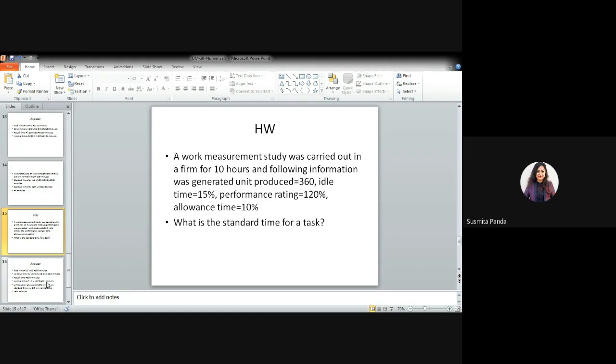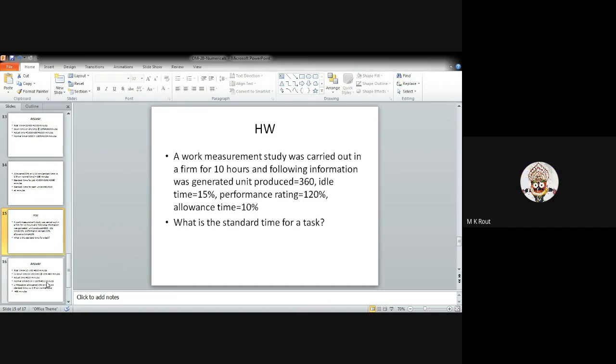Moving to next one. In the question statement, it is given that the idle time is 15%. 15% of which time? 15% of 600, that should be 90. 90 should be minus from which one? The total time, 600.